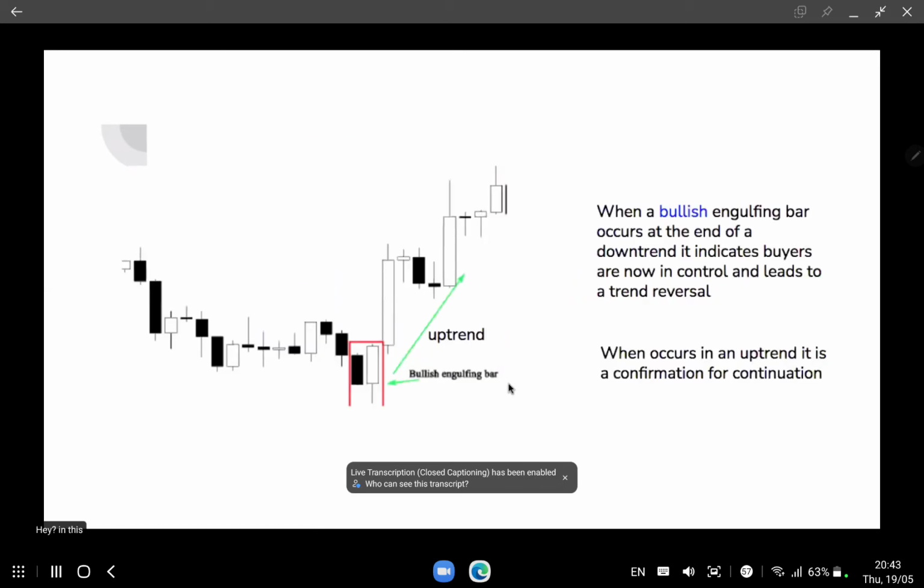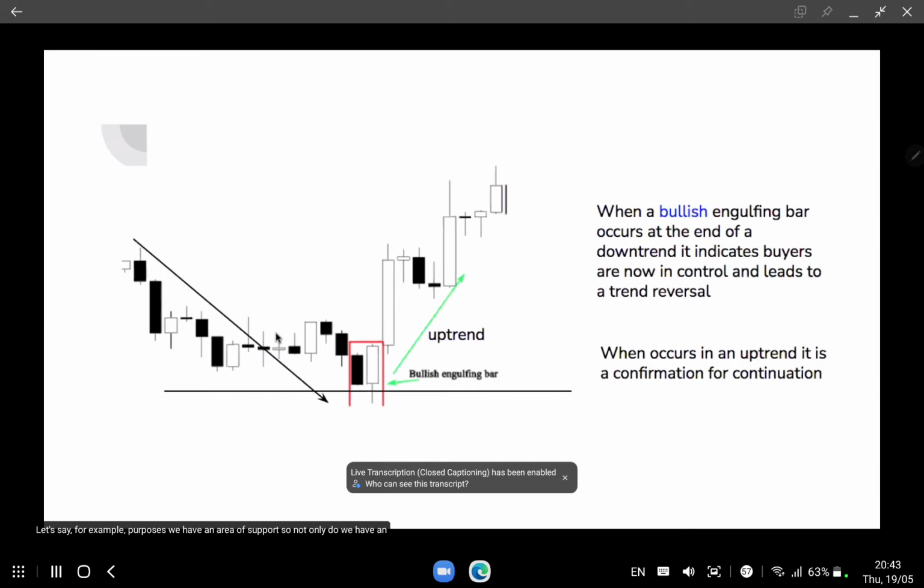Okay. In this photo, this might be a little harder for you guys to see, and that's okay. In this photo, we are in a downtrend. Okay, we are in a downtrend. Market is headed to the downside. Let's say, for example purposes, we have an area of support. So not only do we have an area of support, it happened at the bottom of this downtrend. We have our bullish engulfing signal. This bullish engulfing, I need you guys to see this. This isn't as drastic as the previous slide, right? But it's still an engulfing because our bullish candle is still bigger than this candle. So it's still an engulfing candle, okay?